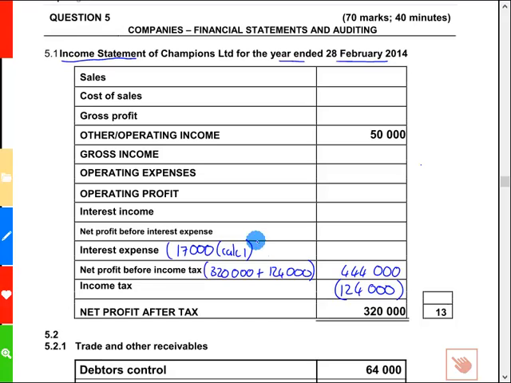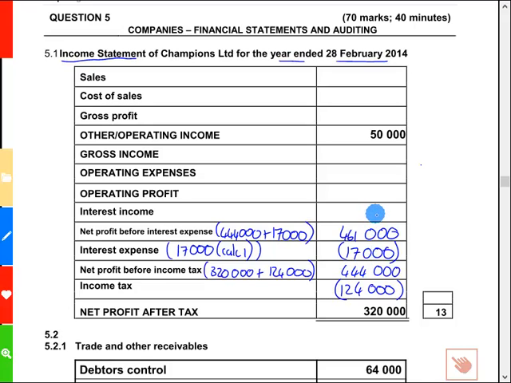Right, then we know that there's no more interest expense. So what do we do with interest expense in the income statement? Add or subtract? We're going to subtract that, 17,000 Rand. So what is my net profit before interest expense? Right, so my net profit before interest expense is then going to be the 444,000 plus the 17,000, and that's going to give me the 461,000. You can always check yourself by simply doing the calculation. You say 461 minus 17, you should get back to 444.